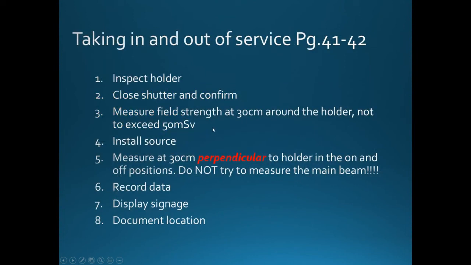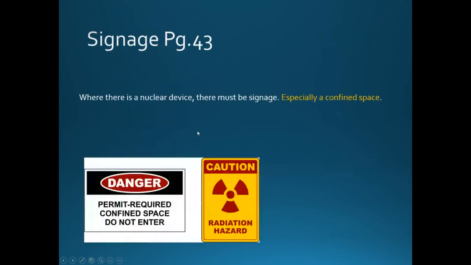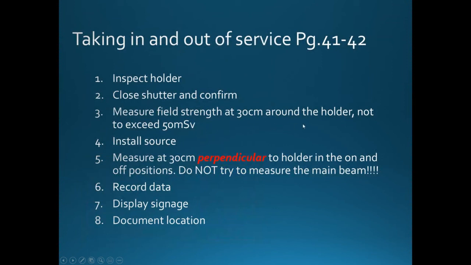All right, oh yes, here's what I was talking about earlier. The process of taking a radioactive source in and out of service. First thing, inspect the holder. Then close the shutter and confirm that it's closed. Then you measure the field strength at 30 centimeters around the holder, and it's not to exceed 50 millisieverts. Then you install the source, and again measure 30 centimeters perpendicular to the holder in the on and off positions, without measuring, of course, the main beam. Record your data, display signage, document location. I didn't get into a super amount of detail here. The important one is number three, measuring at 30 centimeters and the value that you can't exceed.